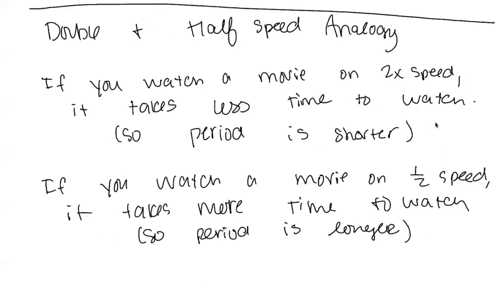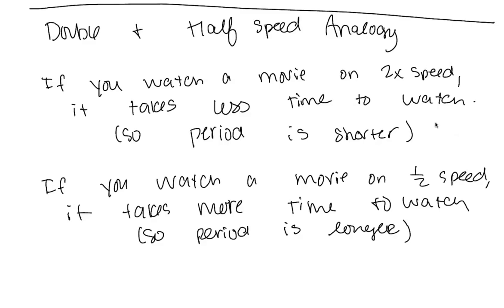And then the last thing that I'll point out, I'll talk about a little bit more explicitly, is this double speed and half speed analogy that I talked about a little bit earlier. If you watch a movie on 2x speed, it's going to take you less time to watch the movie, right? You're watching it twice as fast, which would mean if we have a 2x, it's going to take a smaller period. Your whole period of your function is going to happen a lot faster with less x distance.